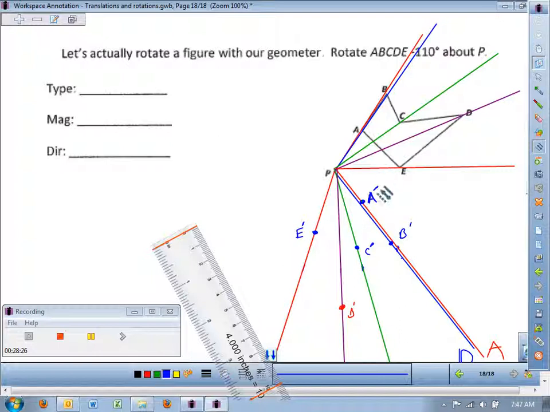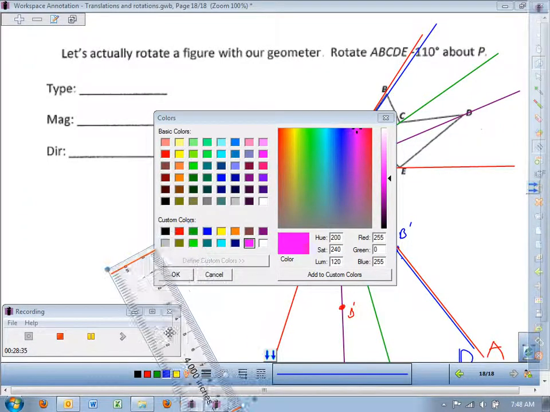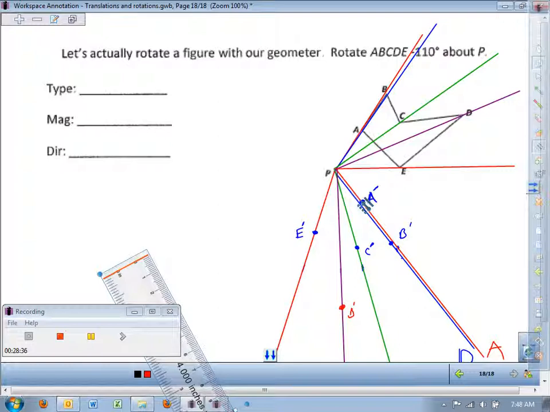Go blue, and actually I'll go something that I can see. How about purple? So A to B, B to C, C to D, D to E, E to A. And then what you could do if you're all said and done, these two figures should look exactly the same. Remember, this is a transformation, and transformations preserve angle measure, betweenness, collinearity, and distance.